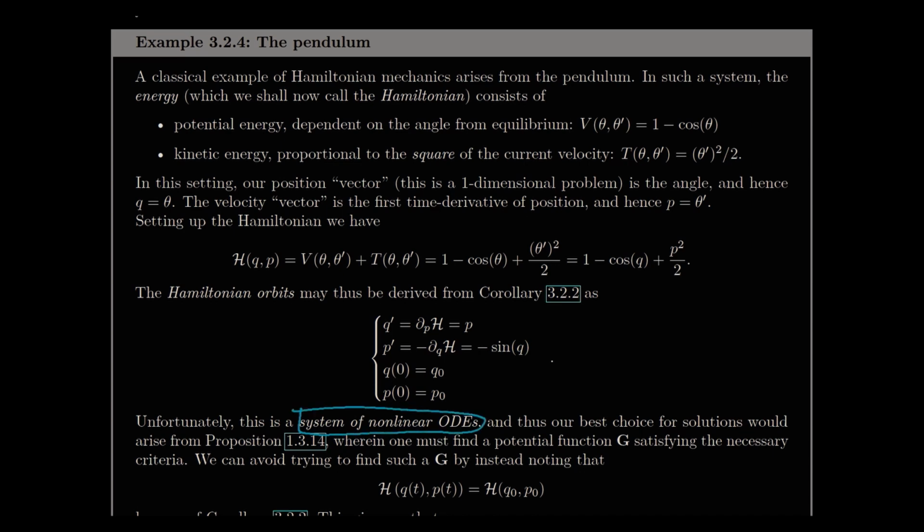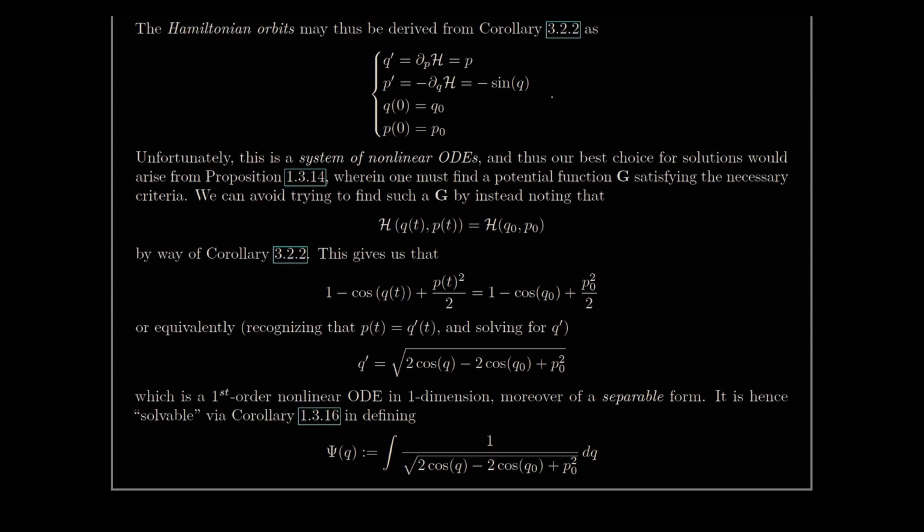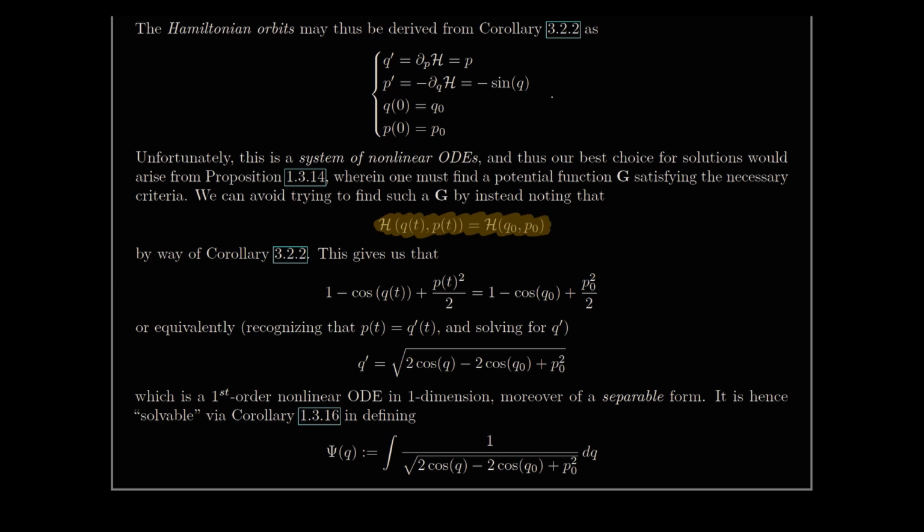A system of nonlinear ODEs is one of those things that we don't know how to solve that well. We could follow proposition 1.3.14. That's the one where you find some potential function, capital G, satisfying some necessary criteria. It's really hard to find that. So what we do instead, thankfully, since this is a one-dimensional problem, we can get away with a little bit of a cheat, which is that we know that the trajectories Q and P have to satisfy conservation of energy.